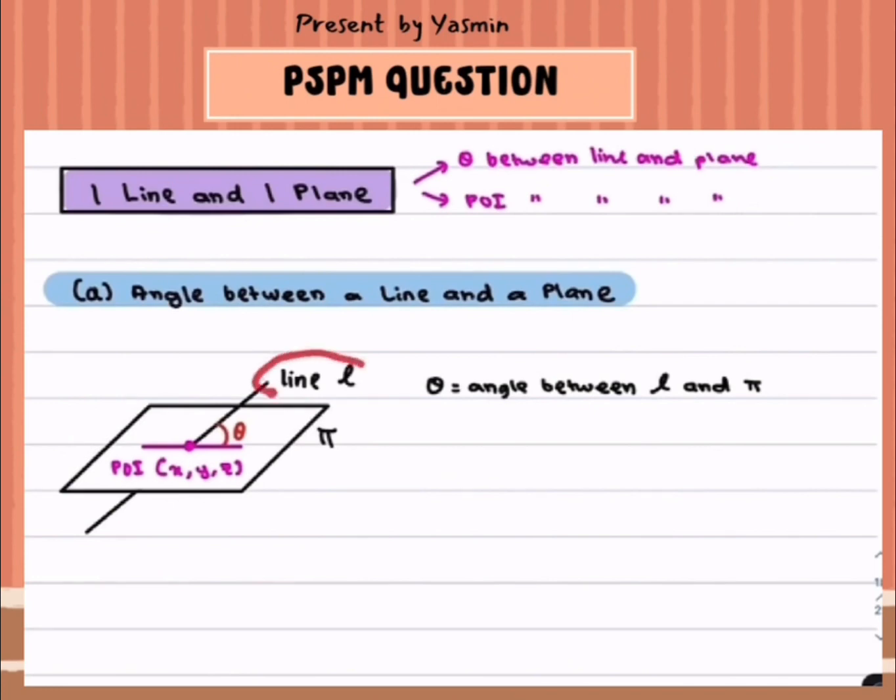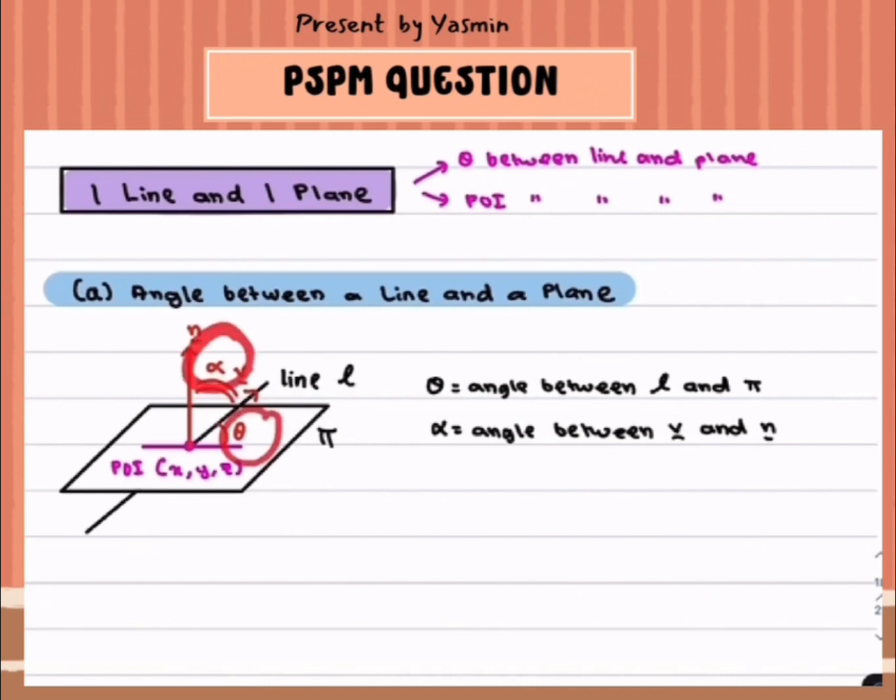Now let's look at the line L. The line L will have its own direction vector v, and the plane will have its own normal vector going upward like this. And I'm going to call the angle between the normal vector and the direction vector v as alpha. So as we can see here, the angle theta is not the same as the angle alpha. Alright, it's different from what we have in planes before this.